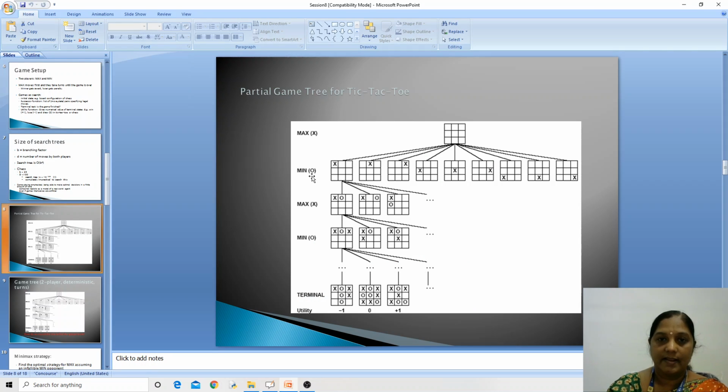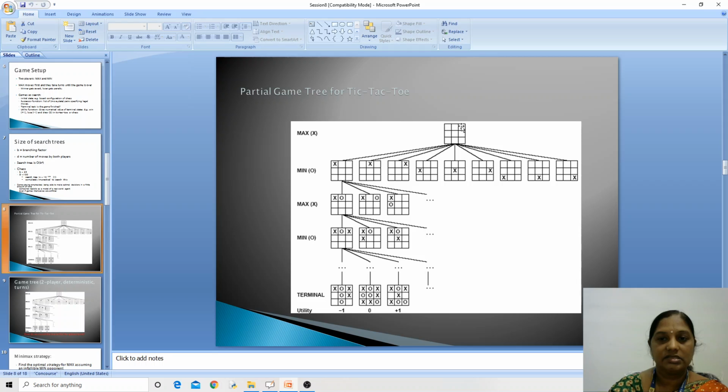Next, this is an example for tic-tac-toe. How the min-max algorithm works for tic-tac-toe. So see here. How many players are there? Max and min. Two players are there. This is the max player and min player. The chances occur alternately. First max player plays the game. Next min player. The next chance is given to max, again min. So how long will this game be played? Until one of the players wins the game.